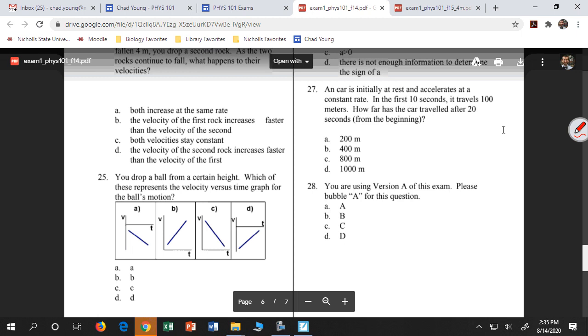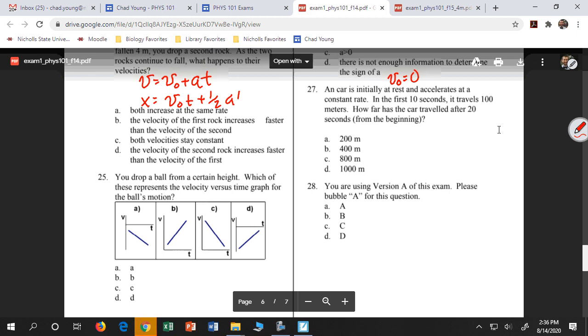All right, let's look at number 27, and then we'll wrap up, unless you have more questions. This is another kinematics question, but it's more than a single step. So a car is initially at rest. That tells me that V naught is equal to 0. I'm going to write those equations over here, by the way. I have V equals V naught plus A times T, and then X is equal to V naught T plus 1/2 A T squared.